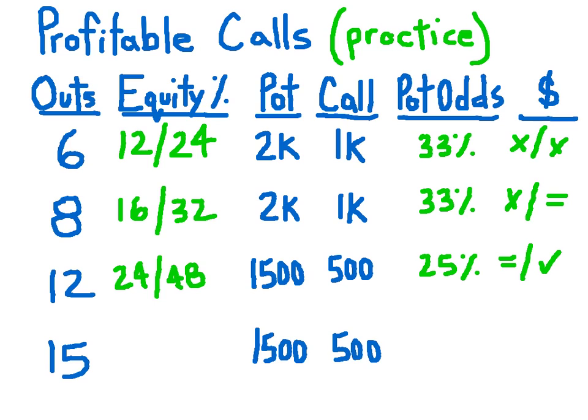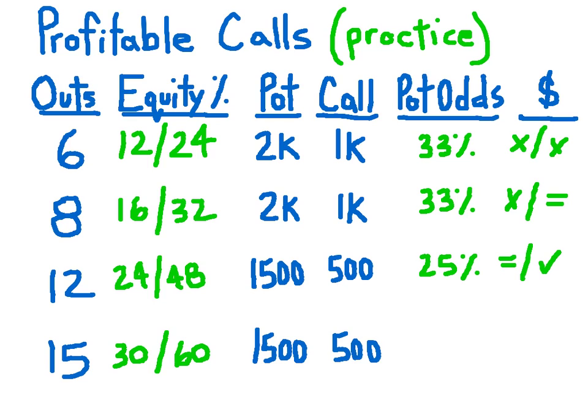In our final example, we have 15 outs. This is a combo draw. You've got a flush draw and a straight draw. Let's apply the rule of 2 and 4. So with 1 card to come, you have 30% equity, which is pretty monster. And with 2 cards to come, you have 60%.